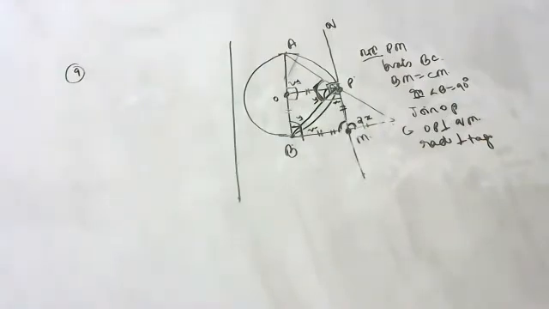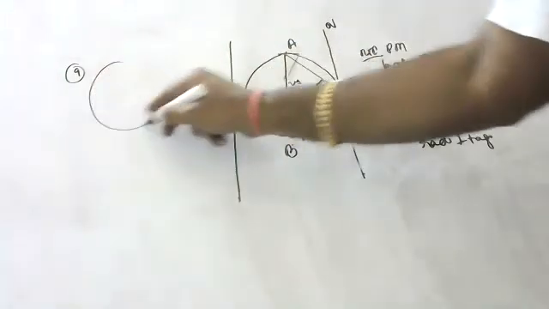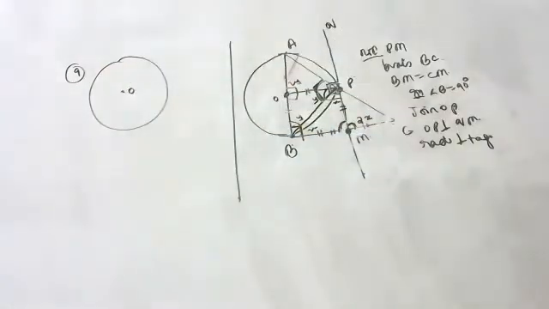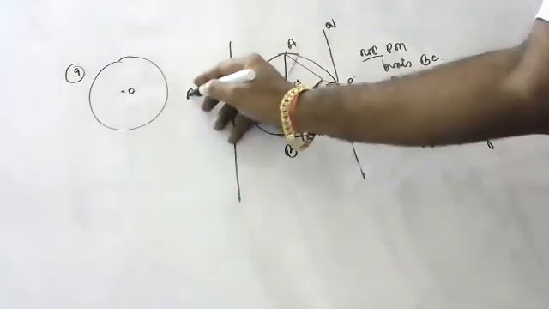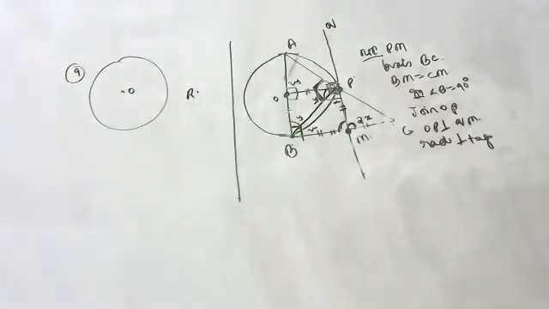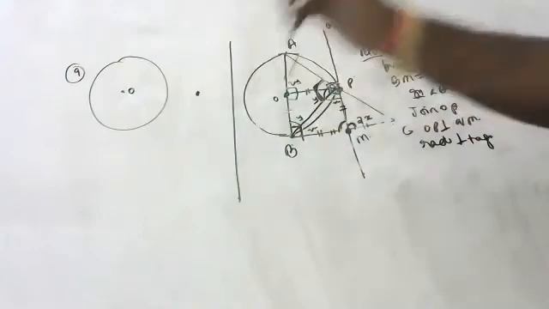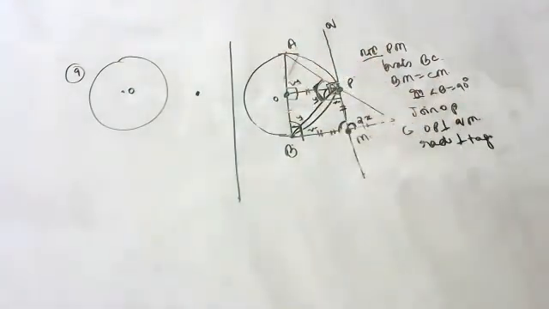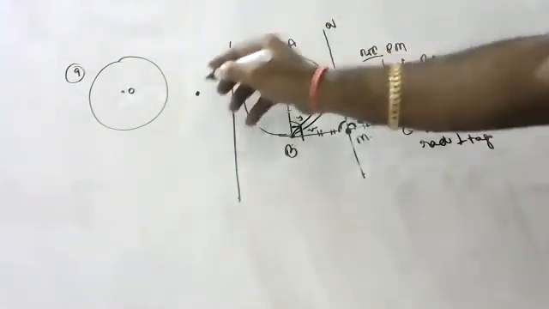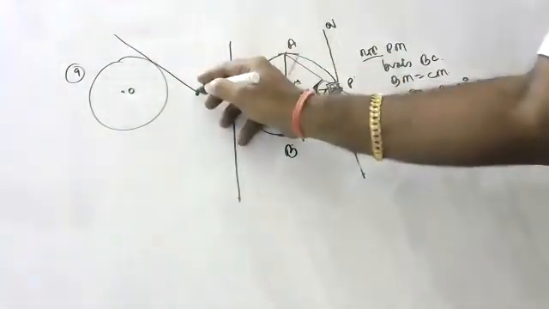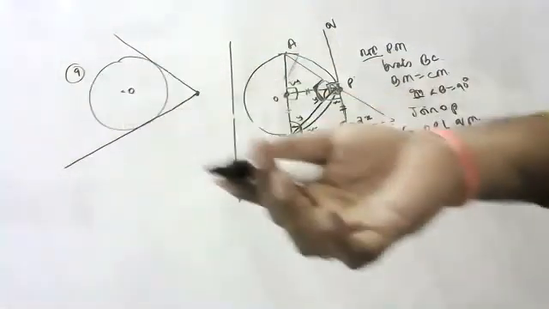Draw a tangent to a circle with center O. Children, for this circle with center O, we have to draw a tangent from point R outside the circle. From point R outside the circle, how many tangents can be drawn to a circle from that point? As we know, from a given point, only 2 tangents can be drawn, children. We know the procedure of this sum.